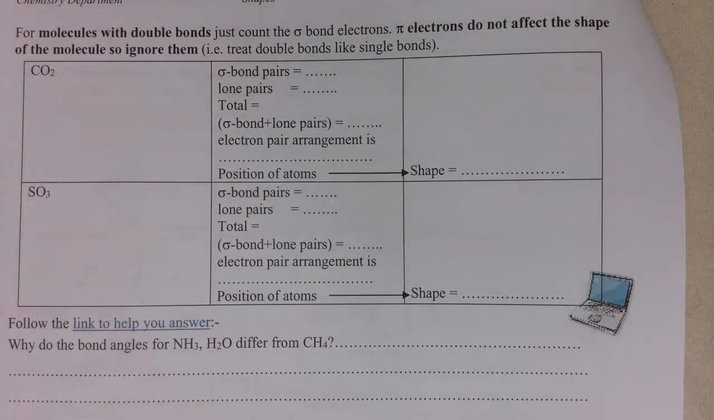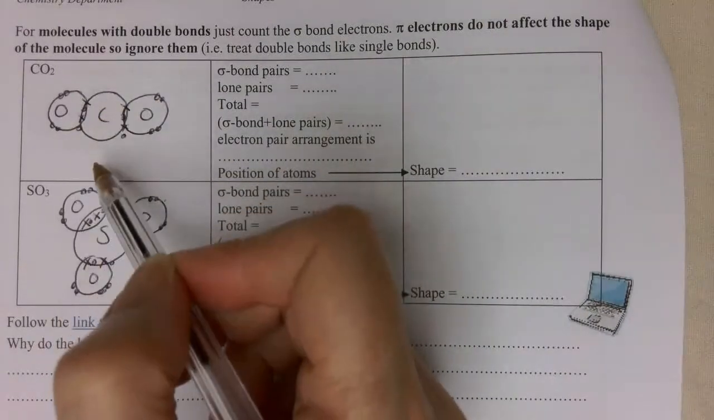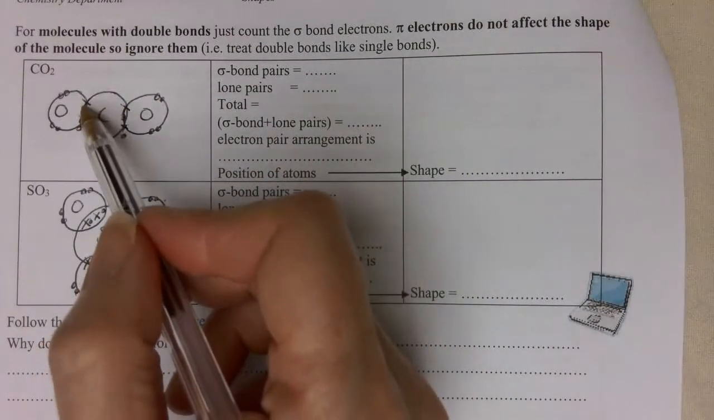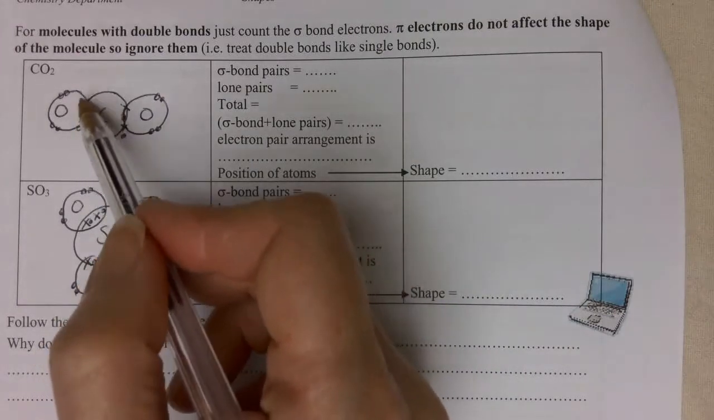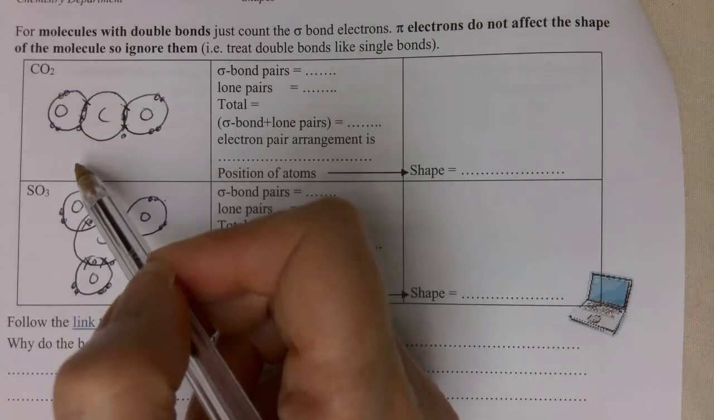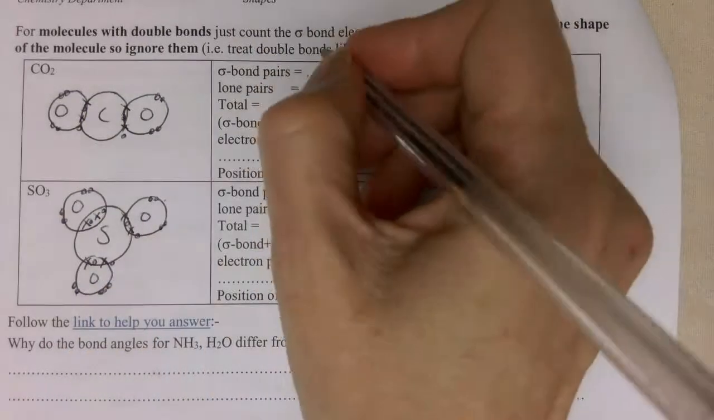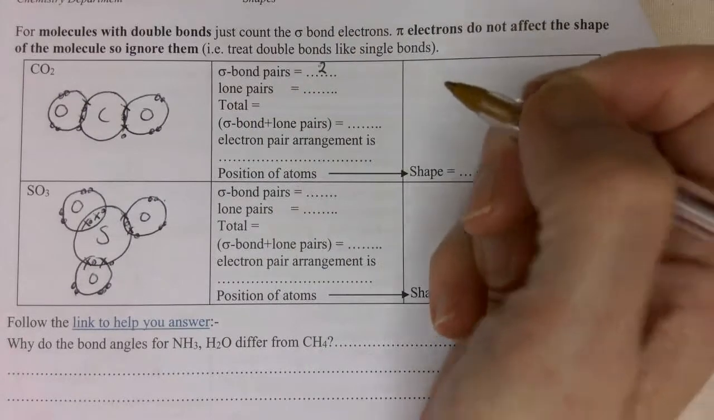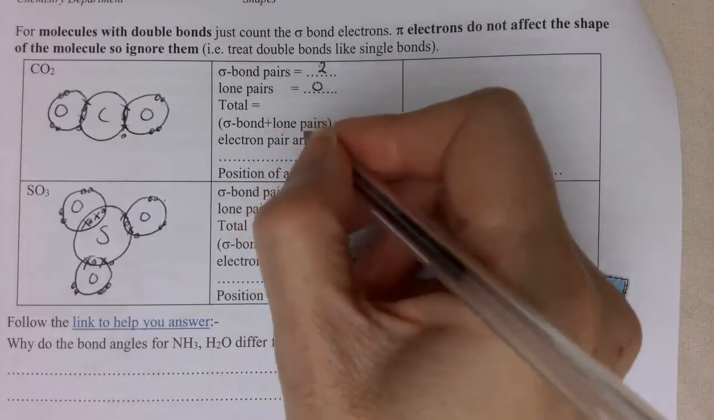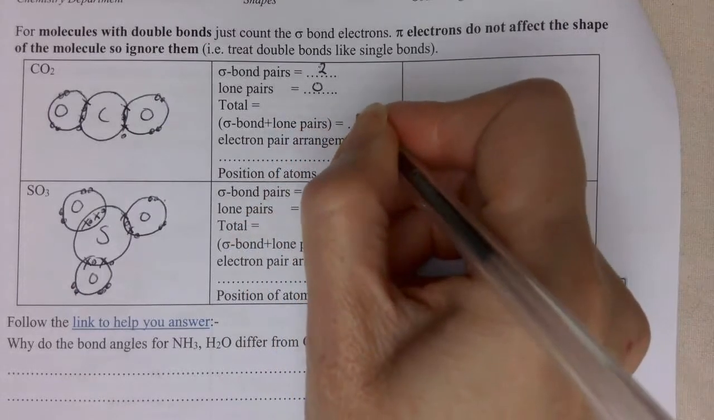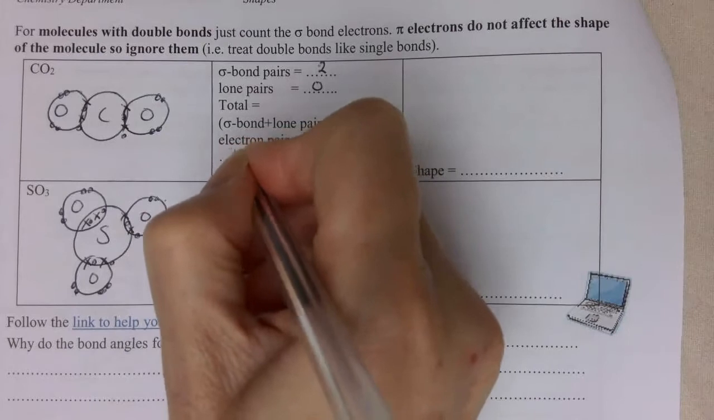So welcome back. We're on page 4 of your shapes notes, and we're going to look at molecules with double bonds like CO2 and SO3. If you look at the first example, CO2, it has 2 sigma bonding pairs. It also has 2 pi pairs, but because the sigma and the pi pairs lie in the same plane, we say it's only got 2 areas of electron density. It's got no lone pairs, so the lone pairs plus the areas of electron density are 2, so it's linear.